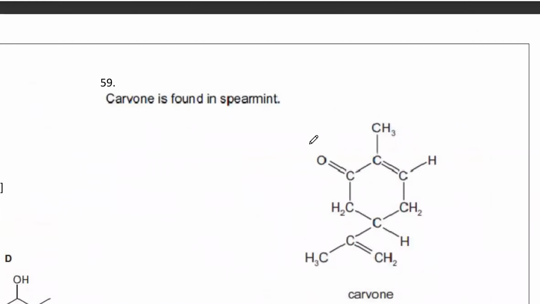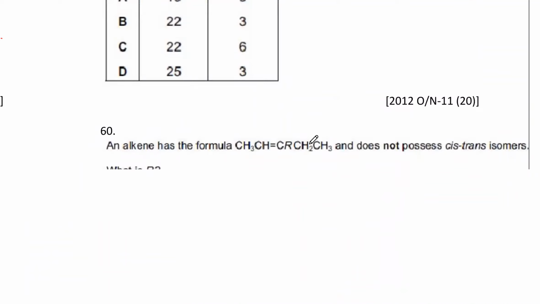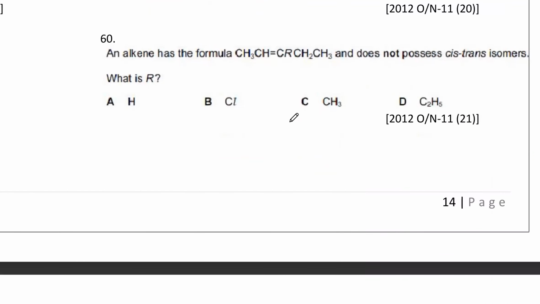So this one is how many sigma? That's easy. This one, an alkene with the formula CH3, this thing, does not possess cis-trans. So I'm going to draw this: the middle part, C double bond C. On one side, there's an H and a CH3. On the other side, there's an R. We don't know what R is. And you've got CH2 and CH3, right? Is this clear? Okay, double bond. Yes, sir.